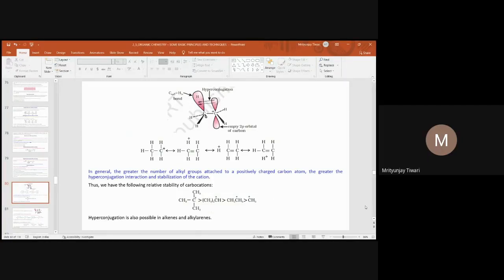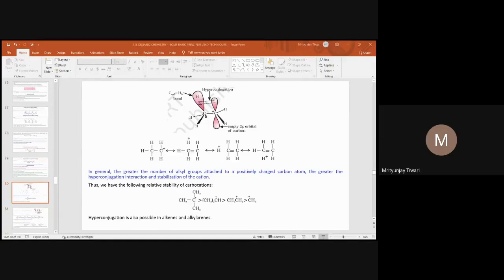Now let's see. In general, the greater the number of alkyl groups, the more the stability. As you see, if there is only one methyl group, we see three hyperconjugative structures. If another hydrogen is also replaced with another CH3, because of that CH3, three more CH bonds are there, so we could have another three hyperconjugative structures. And if this H was also replaced with another CH3 group, we could have another three hyperconjugative structures.